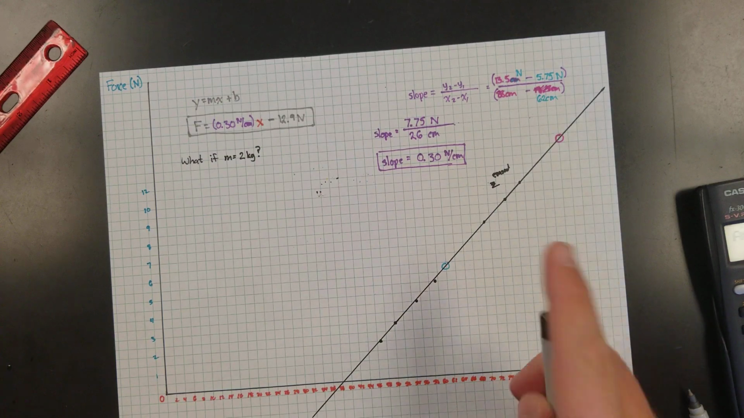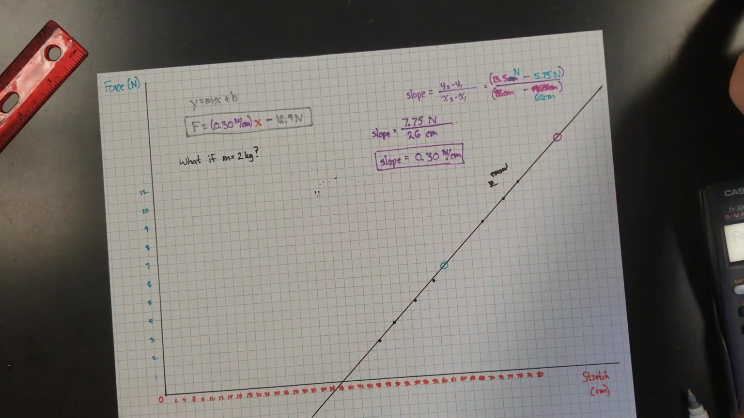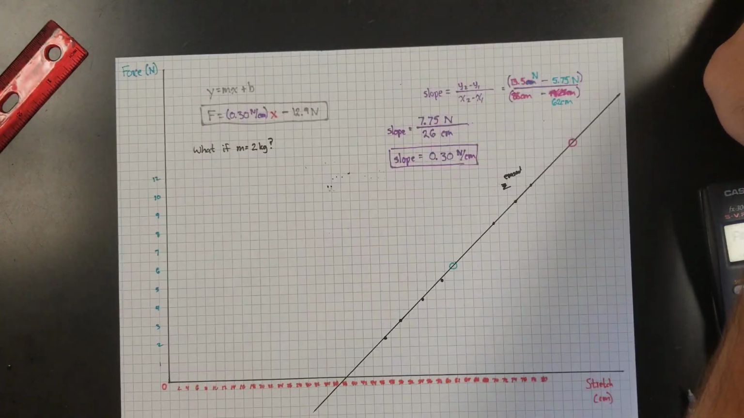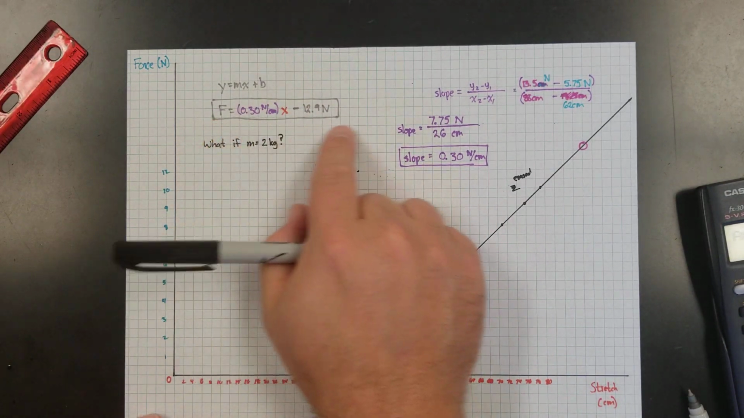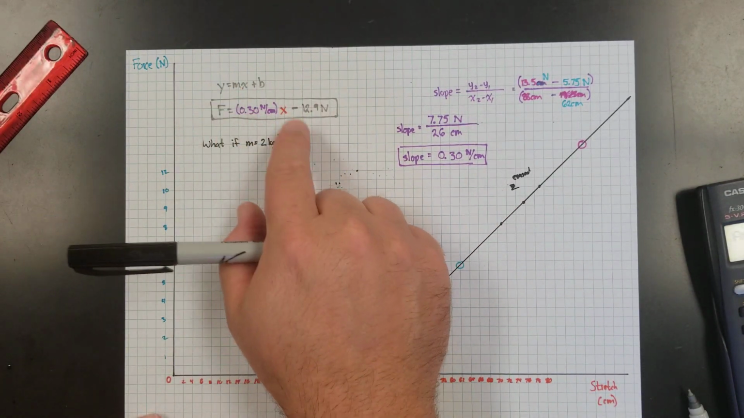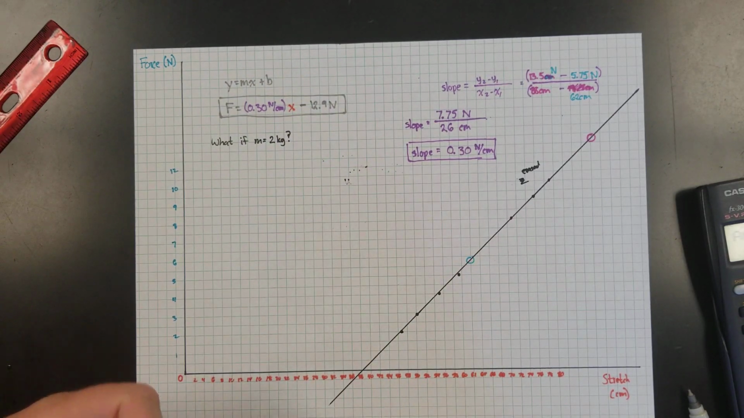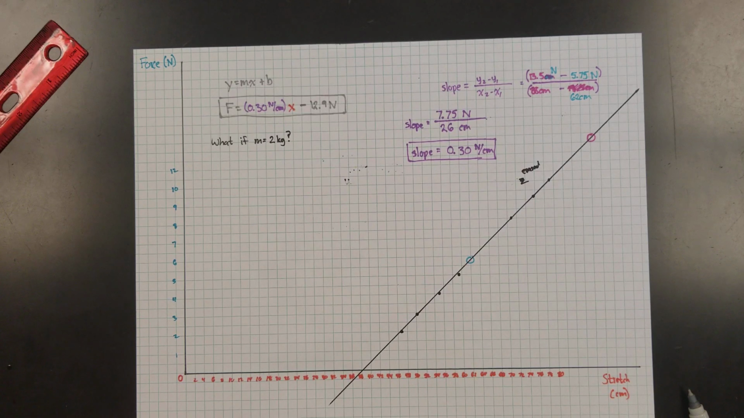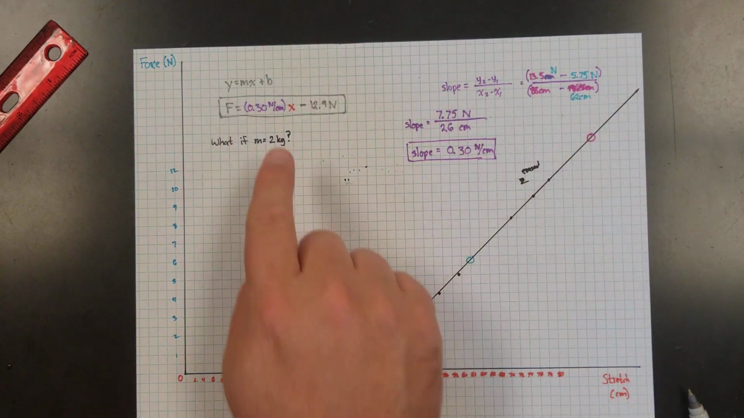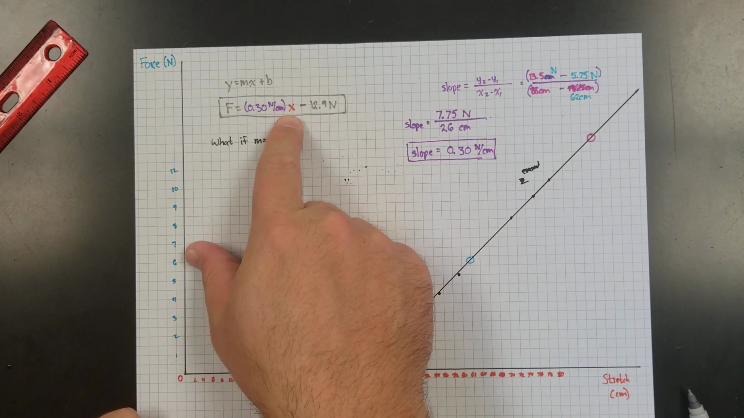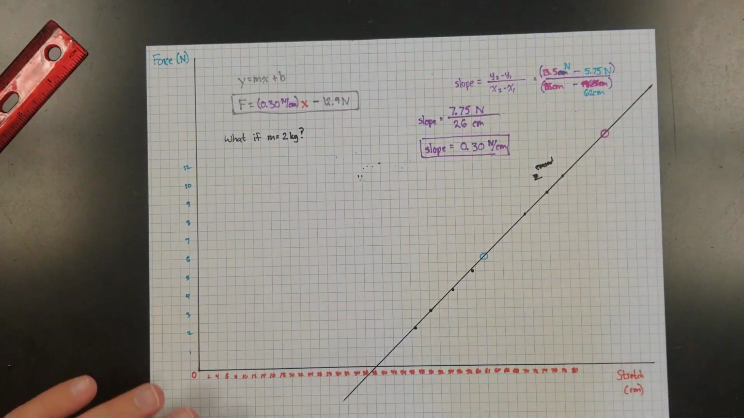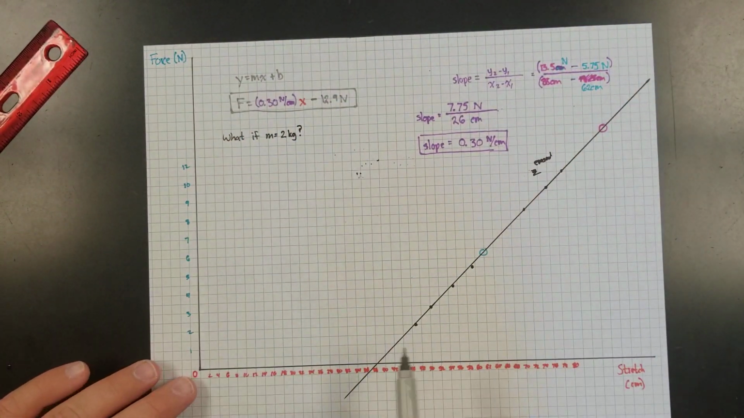One method is to just follow your line until you get to a force of 2 newtons. That's not a very good way to do it. I'd rather you do it with the equation that you got. That's what this allows us to do, is to make predictions. So we can solve our equation for an unknown stretch. Here it's like, all right, take this equation and solve it for x. And we can do that on here if we wanted to.